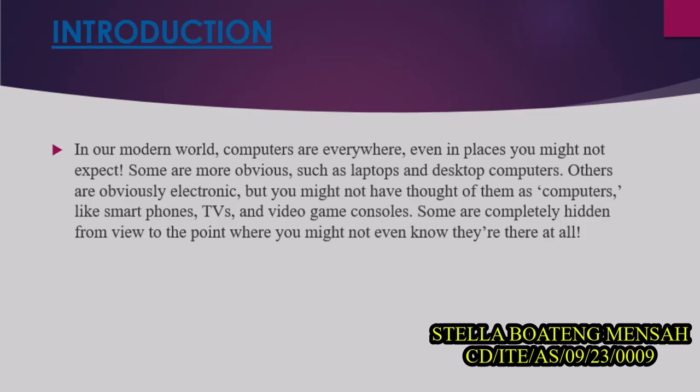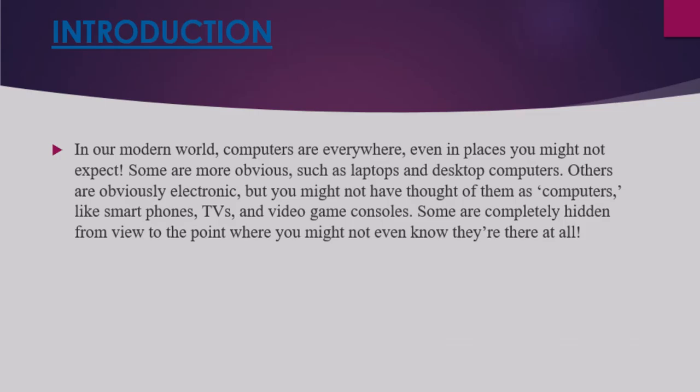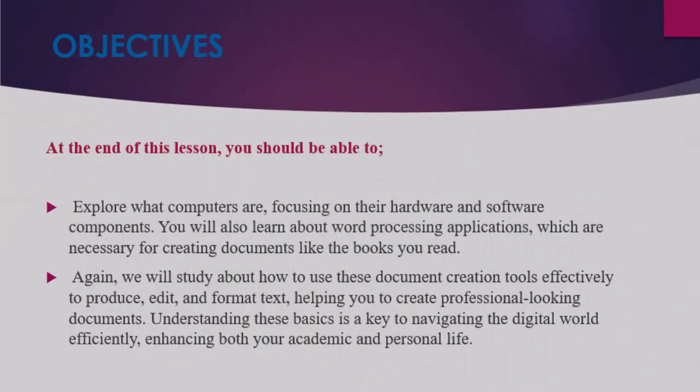Some are more obvious, such as laptops and desktop computers. Others are obviously electronic, but you might not have thought of them as computers, like the smartphone, TVs, and video games. Some are completely hidden from view to the point where you might not even know they were there at all.